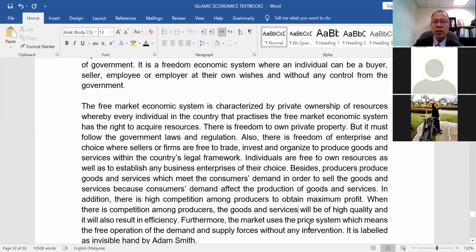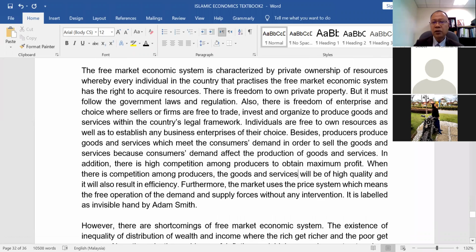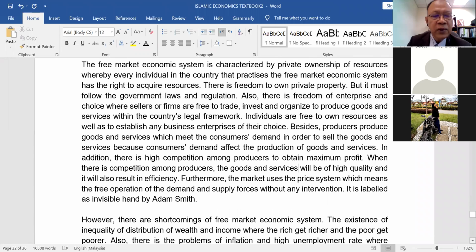Furthermore, the market uses the price system, which means the free operation of the demand and supply forces without any interaction. This is called an invisible hand by Adam Smith.